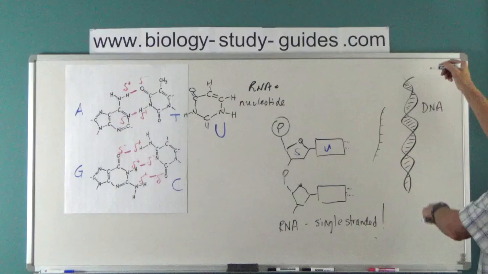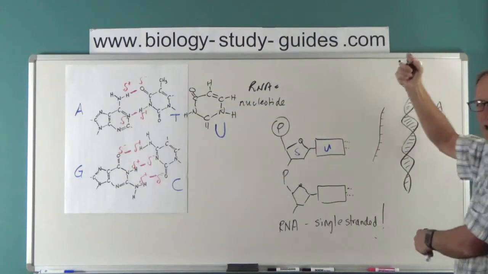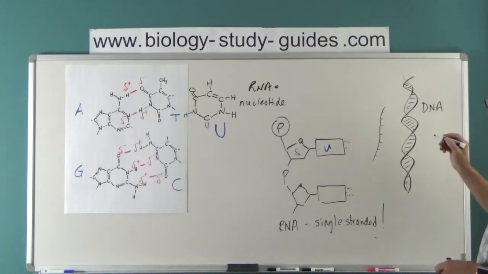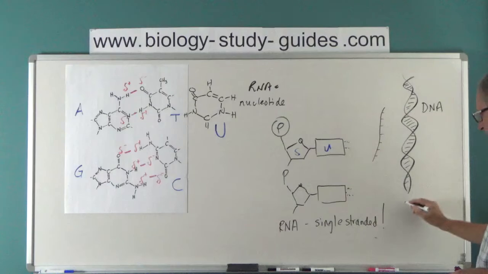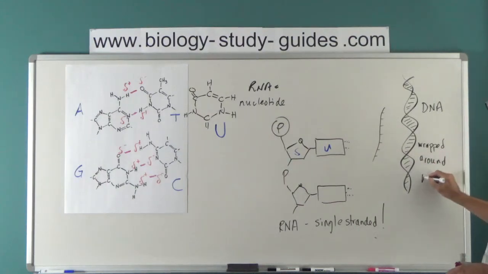DNA, when it's like this, is basically unraveled. It's stretched out. It's easy to draw and easy to represent parts of. But normally DNA, this chromosome, is wrapped around smaller protein molecules called histones. These are proteins.